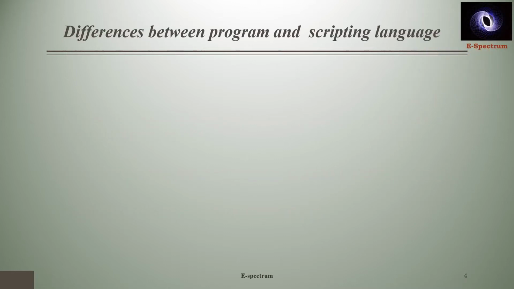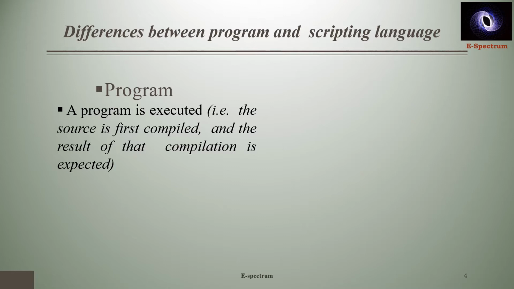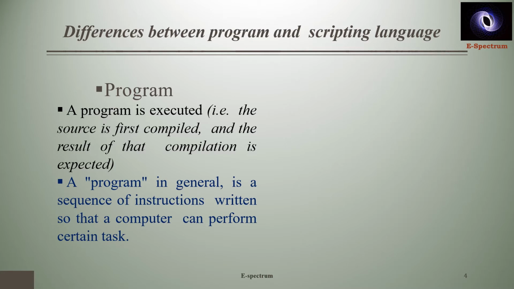Now what is the difference between program and scripting language? So what is a program? A program is executed. That is, for a particular application, I write some code, I compile it, and the result of the compilation is as per the expected. So a program is generally a sequence of instructions written so that a computer can perform certain tasks. Like, take an example of calculator.